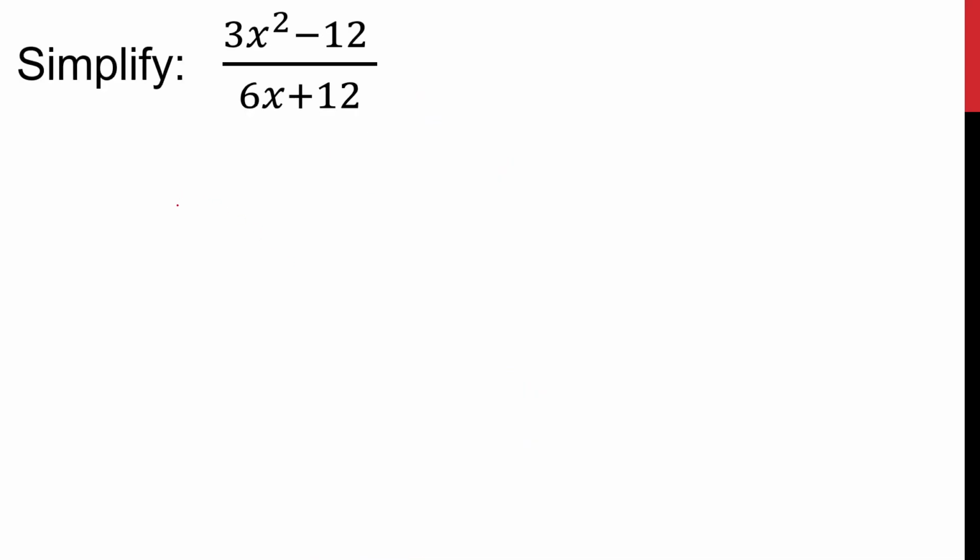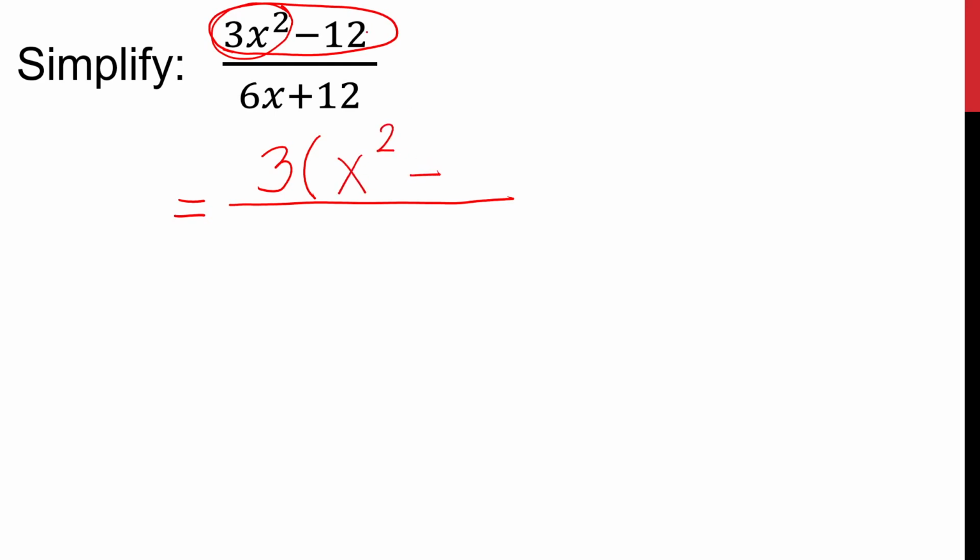This one. Let's do the common monomial first. What is the common factor of 3x squared and 12? 3, sir. Very good. 3x squared divided by 3 is how much? X squared. 12 divided by 3 is how much? Negative 4, sir. Now my question, is this factorable? Yes, sir. Perfect squares, with a minus sign.